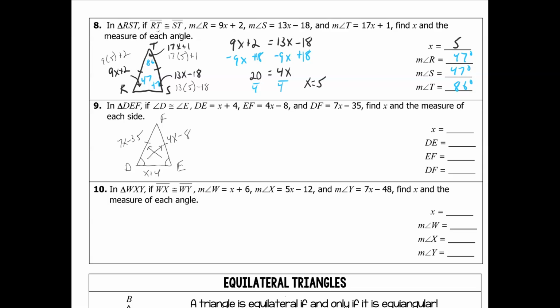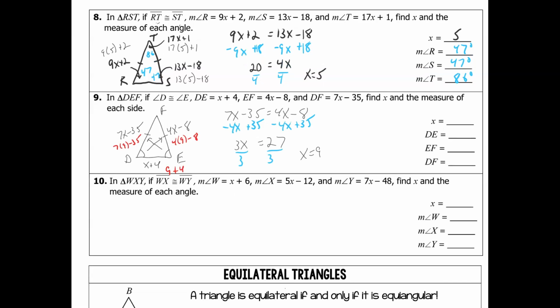Okay, now we're ready to set up our equation. Because it's isosceles, the base angles are equal, the legs therefore are equal. Our equation: 7x minus 35 equals 4x minus 8. Go ahead, pause the video and try to solve that. Okay, got x equals 9. We can see here that DE, so here x equals 9, let's put that one in there. DE is 13.